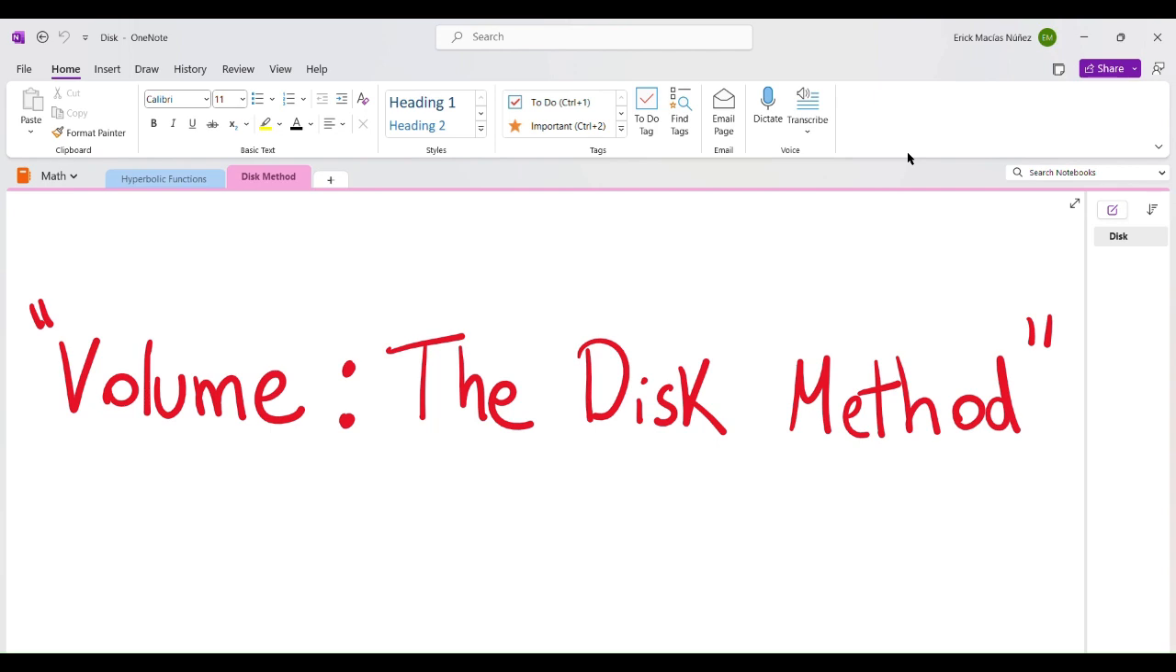My name is Eric Macias and today I will be talking about volume, the disk method. Note, to find the volume of a three-dimensional shape, you could use different types of methods. There is the shell method, and in this case we have the disk method. I would like to focus on just the disk method. So let's get into it.